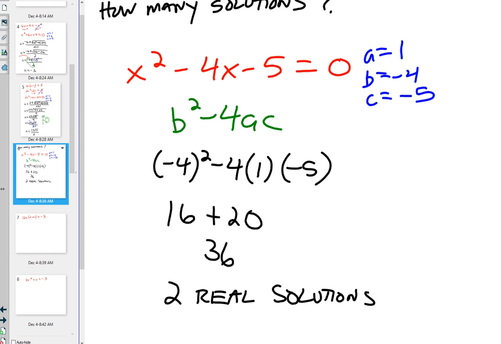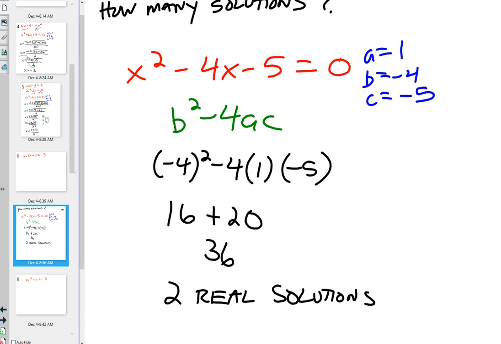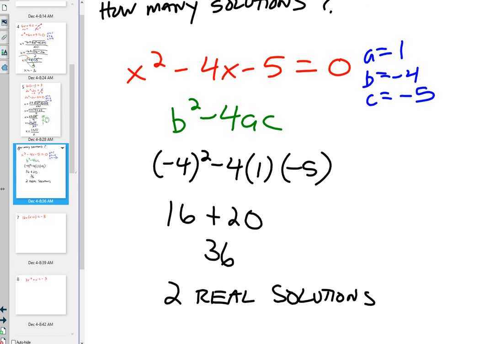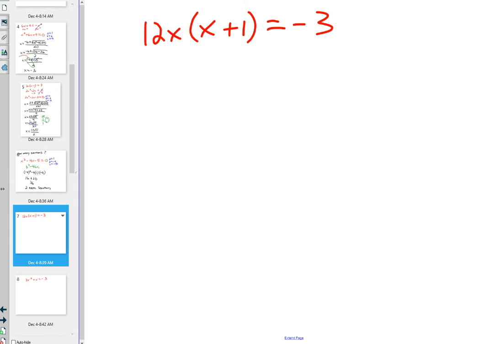All right, so let's go back to solving. First step. Well, yes, I have to make it equal to 0, but that's not going to be possible until I distribute.